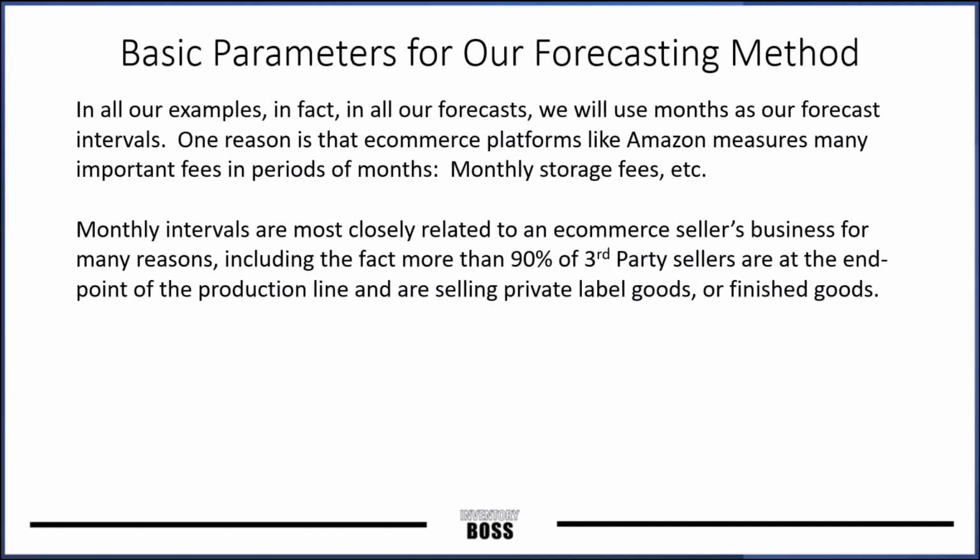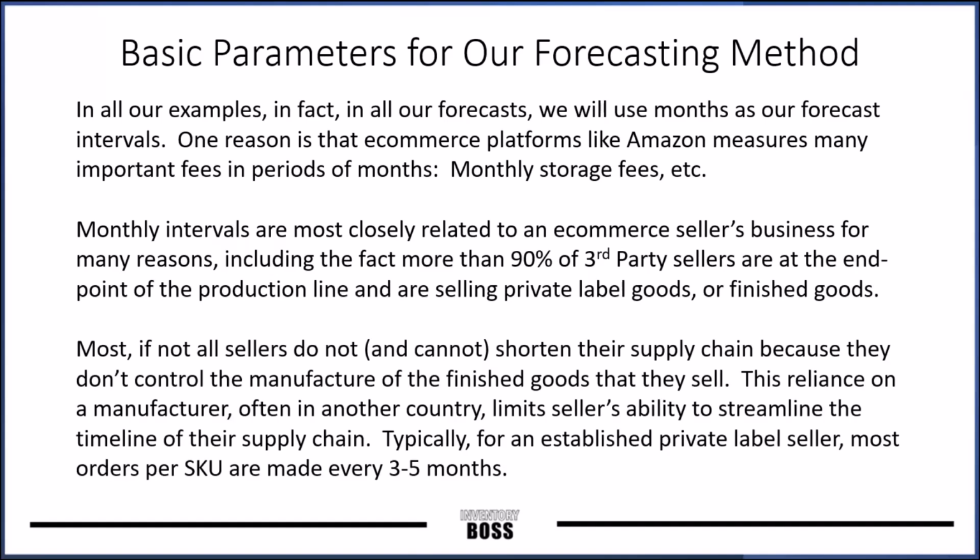We're not the manufacturers, meaning that we're at the end point of the production line and are selling private label goods or finished goods that we didn't manufacture. A lot of sellers are just stamping their brand on it and selling it as their own products. And since we can't control the point of production, it's just far more easy to use months as our forecast interval. And again, like I said, we're not at the end point of production, meaning that most, if not all, sellers can't shorten the supply chain because they don't control the manufacturing process of the finished goods that they sell.